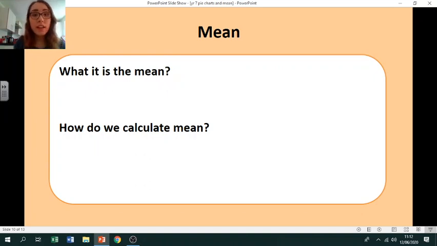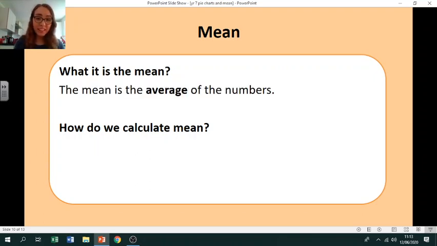We're also going to have a little look at the mean. Some of your questions this week are about working out the mean. So first of all, we need to know what is the mean and how do we calculate it. Okay, so the mean is the average of the numbers. So if we've got a long list of numbers spread across different amounts, what is the average that we could pick out of that?